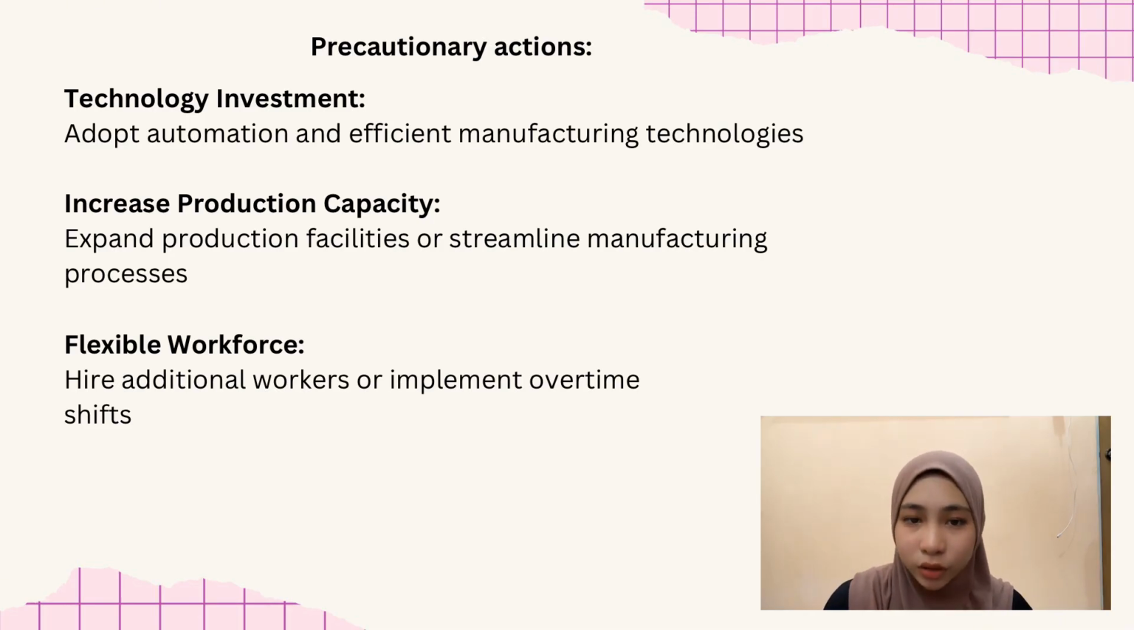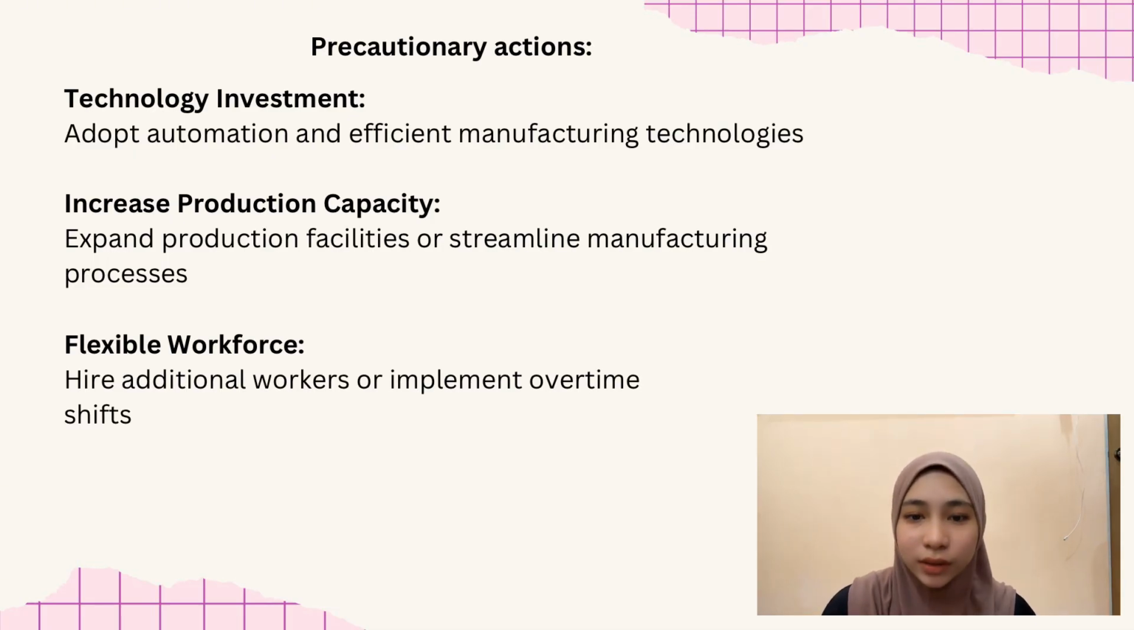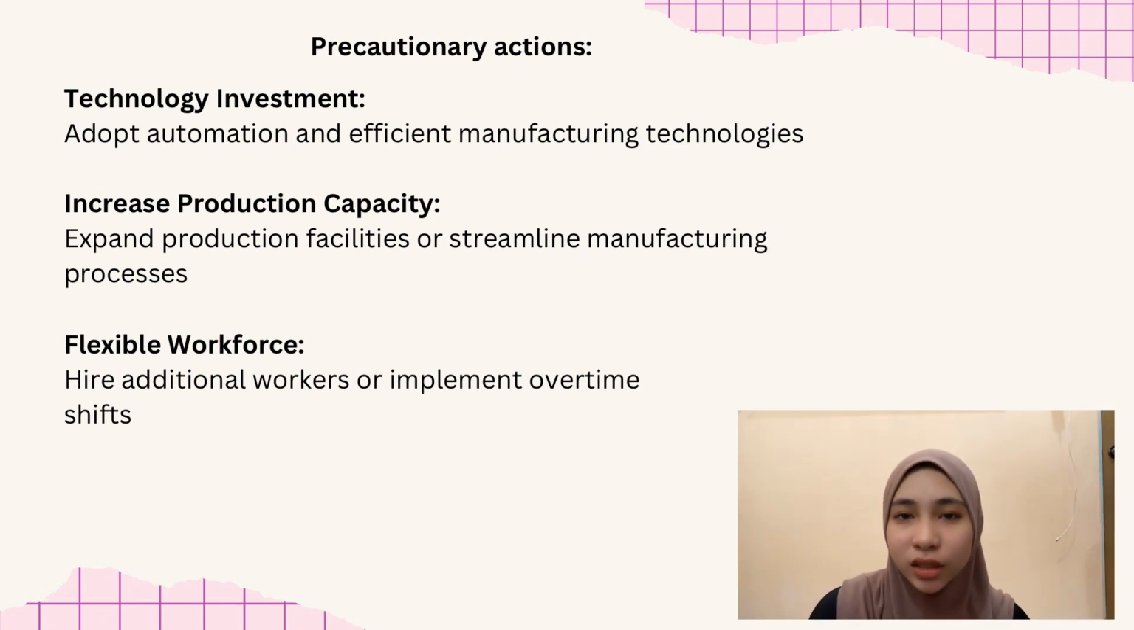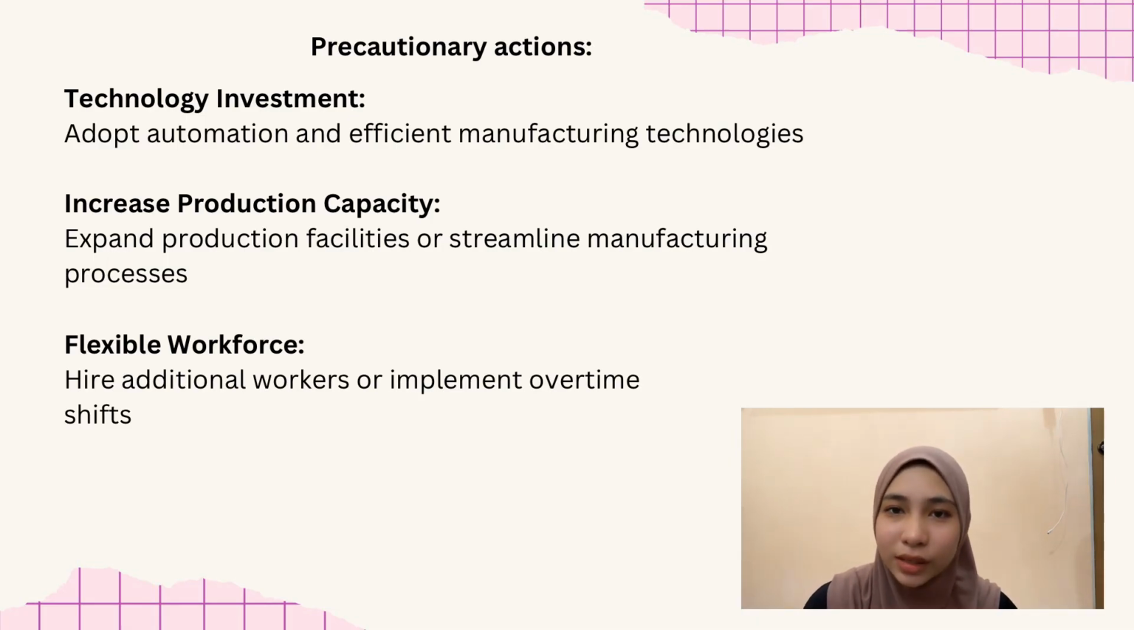First, Maju Auto can increase production capacity. Maju Auto needs to expand production facilities or streamline the manufacturing process to improve responsiveness. This can increase the productivity and can also increase the profit.